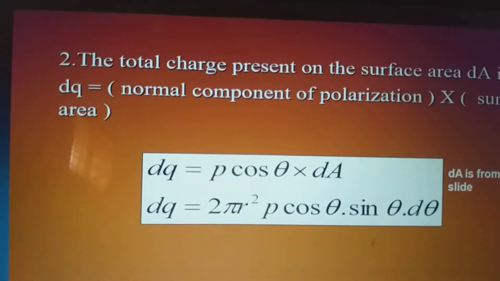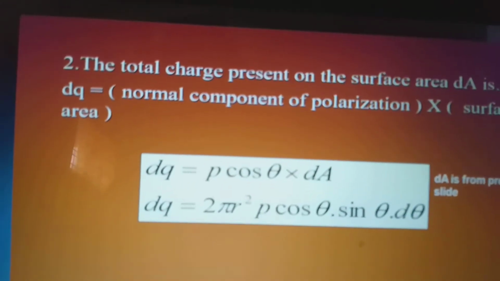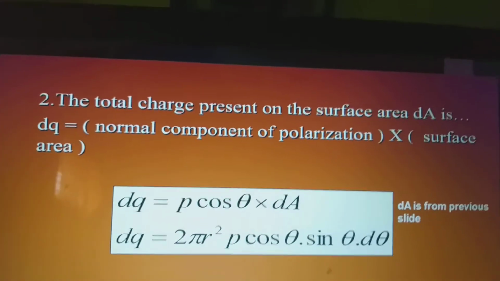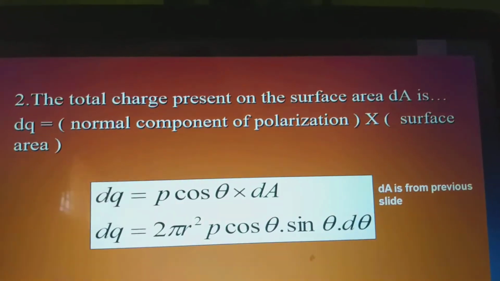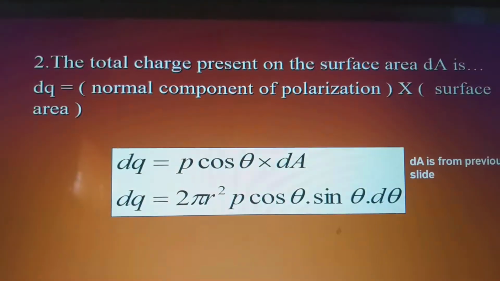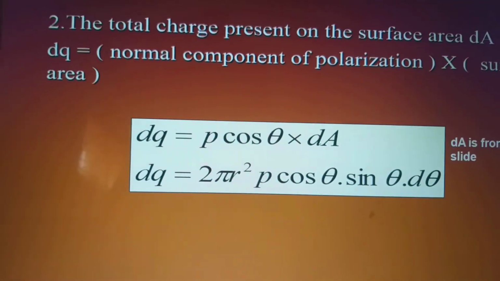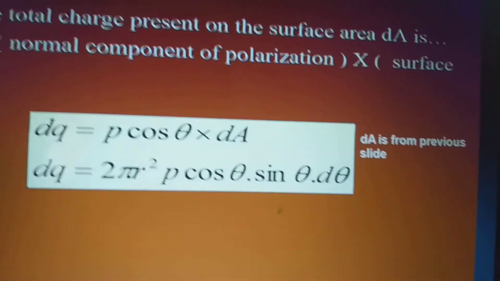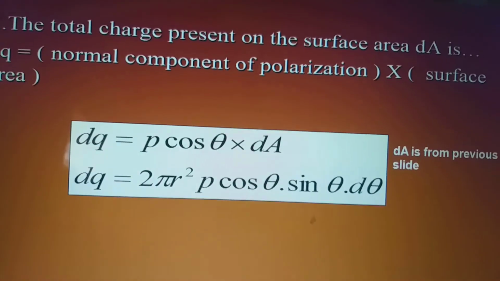The total charge present on the surface area of the segment, dq, is equal to the normal component of polarization into surface area. dq is the product of the normal component and surface area. So dq is equal to P cos theta into dA. So substituting the dA value, dq is equal to 2 pi r square P cos theta sin theta d theta.